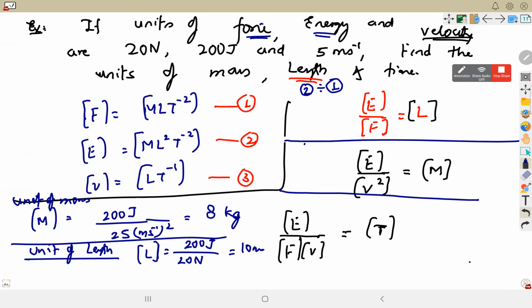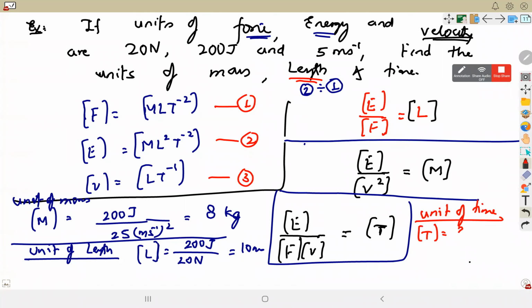Unit of time. So we do not always need to find those powers, we can do it this way too. We can write the equation of dimension and then simplify and solve. Unit of time will be energy 200 joule, force 20 newton, and velocity 5 meter per second. So the unit of time comes out to be 2 seconds.